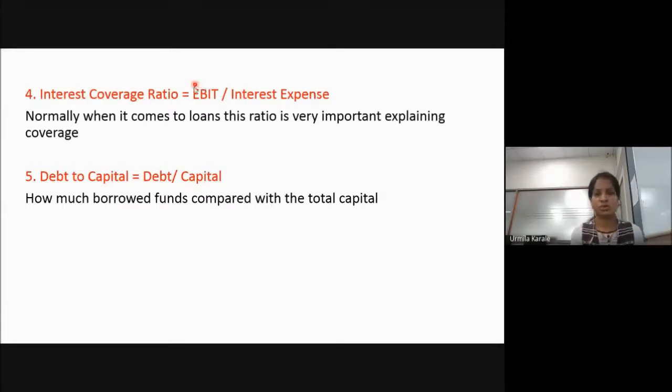Now suppose your earnings before interest and taxes is 10 lakh, and interest expenses are 1 lakh. So 10 lakh divided by 1 lakh is 10 times, right? So compared to interest, earnings are 10 times more. And suppose next, this is 5 lakh and this is 1 lakh. So what will come? The coverage will be 5. Now tell me which one is good, 5 coverage or 10 coverage? 10 coverage. Yes, 10 coverage.